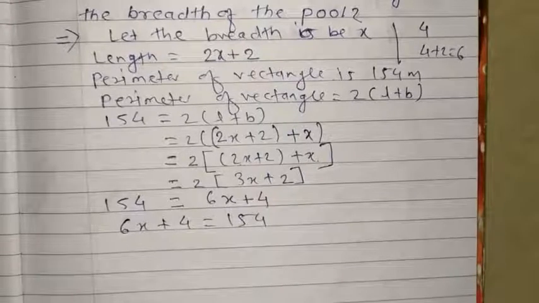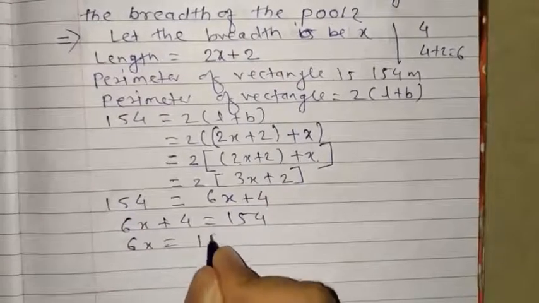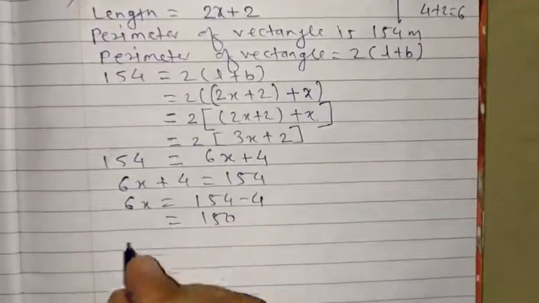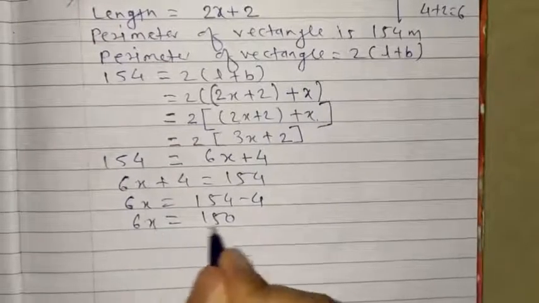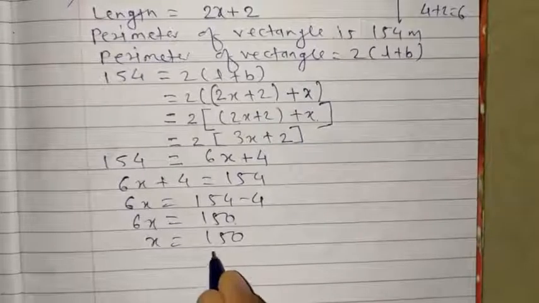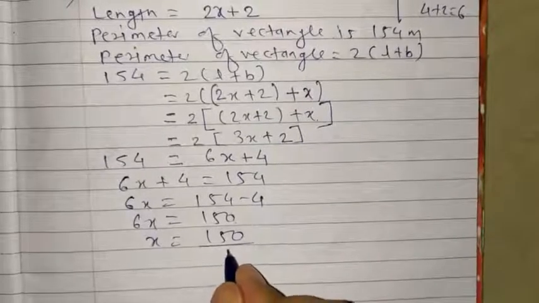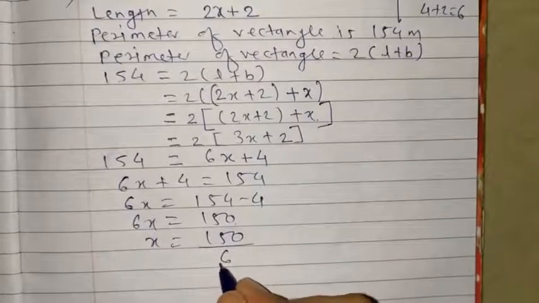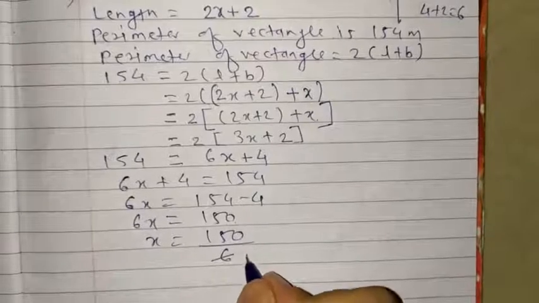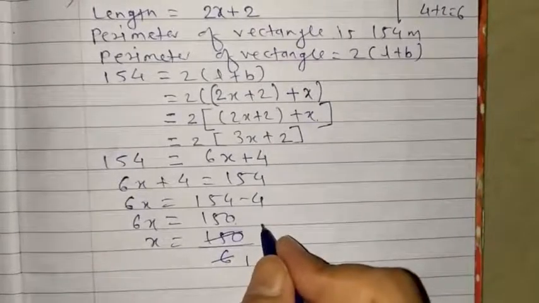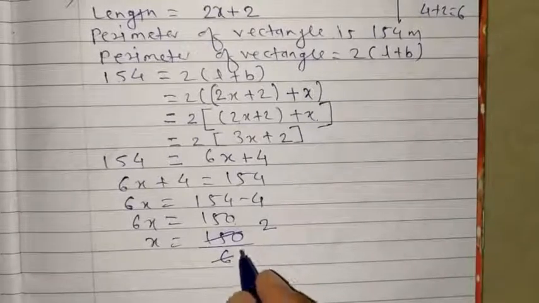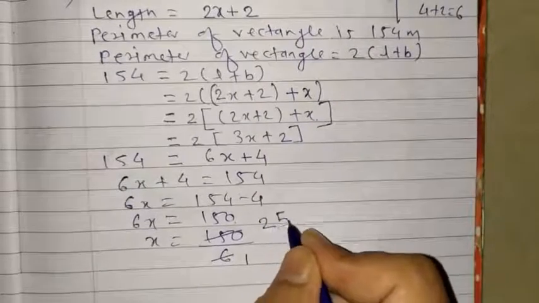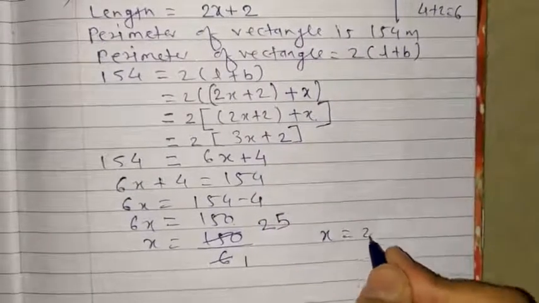And then 6x equals 154 minus 4. So it is 150. So 6x equals 150, so x equals 150 divided by 6, because 6 is involved in the multiplication, so it will be in division. So here we divide this by 6. 6 ones are 6, and here 6 twos are 12. Remainder will be 3. You take down the 0. So 6 into 5 is 30. So here it is 25. So x equals 25.